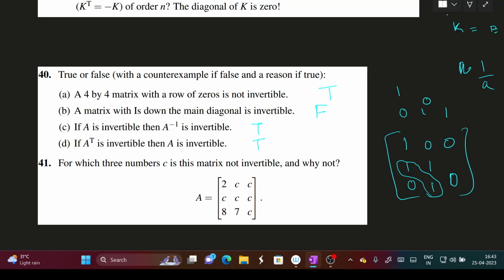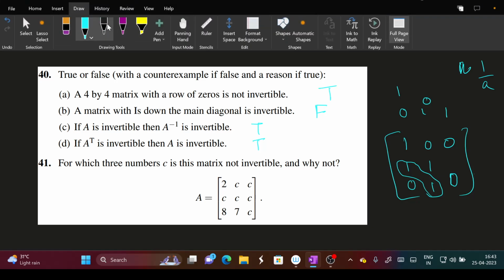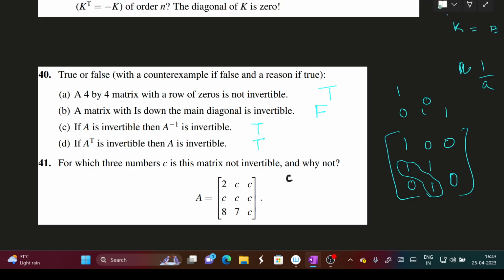Now, for which values of c is this matrix not invertible? Clearly, for 3 values of c it is possible: c is equal to 0, c is equal to 2, and c is equal to 7. So what will happen here? Why is it so? When c is equal to 0, the second row will be 0. So a matrix having a 0 row is singular, hence it is not invertible.